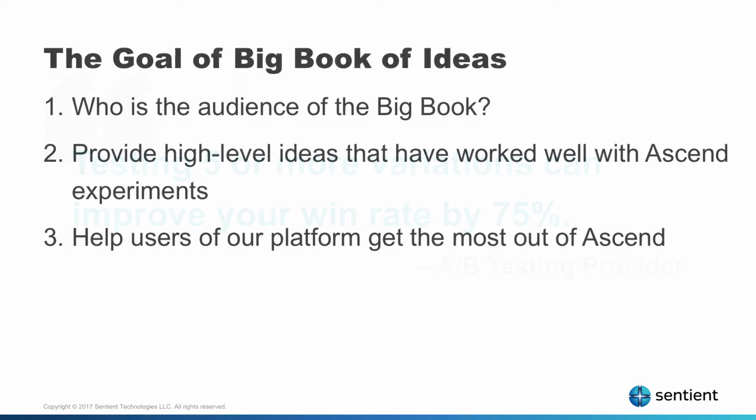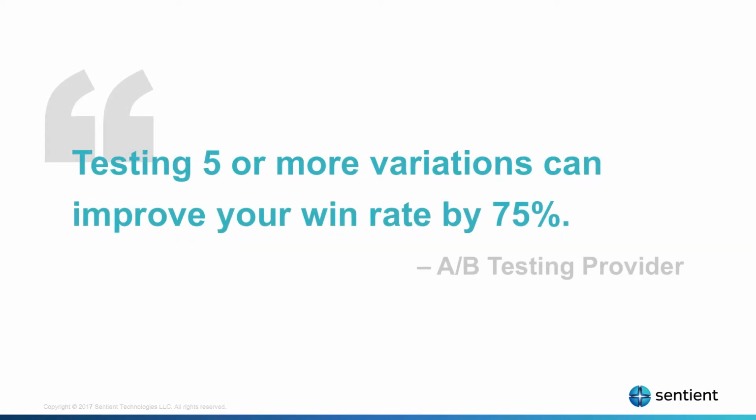Before diving in, I recently attended a webinar of an A/B testing provider. I won't go into too much detail about the webinar, but the high-level concept that they were pushing was: the more you test, the more chances you have of finding a winner. This is a quote from them: if you test 5 or more variations, you can improve your win rate by 75%. We completely agree. The more you test, the more chances you have of finding a winning candidate in your test.